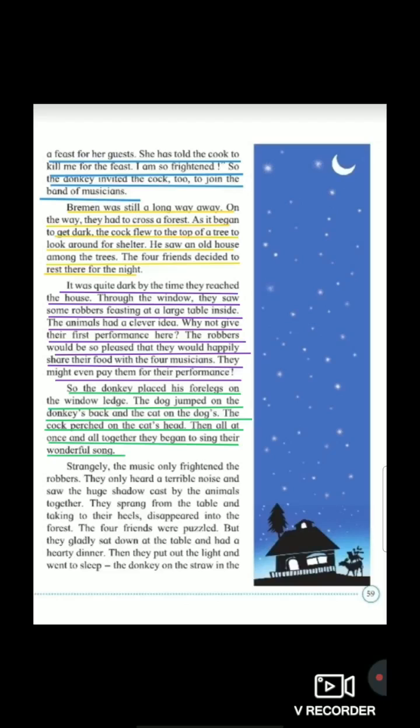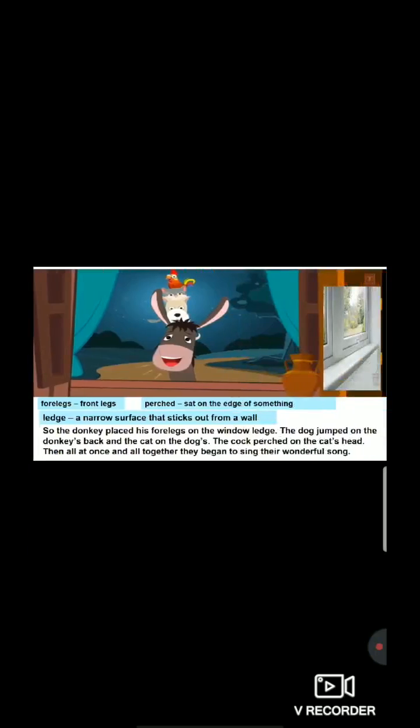So students, now the fourth paragraph. So the donkey placed his foreleg on the window's ledge. The dog jumped on the donkey's back and the cat on the dog's. The cock perched on the cat's head. Then all at once and all together they began to sing their wonderful song. Now this paragraph indicates that, as I told you, the donkey placed his four legs on the window ledge.